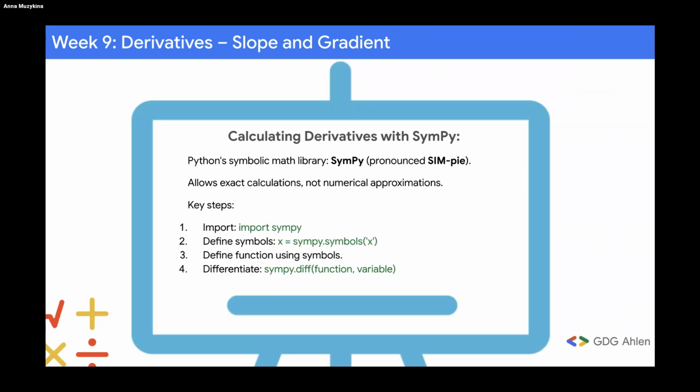While understanding the rules is important, we can use Python libraries to perform differentiation symbolically, meaning it gives us the exact mathematical formula for the derivative, not just a numerical value. The primary library for this is sympy. Using sympy generally involves these steps.